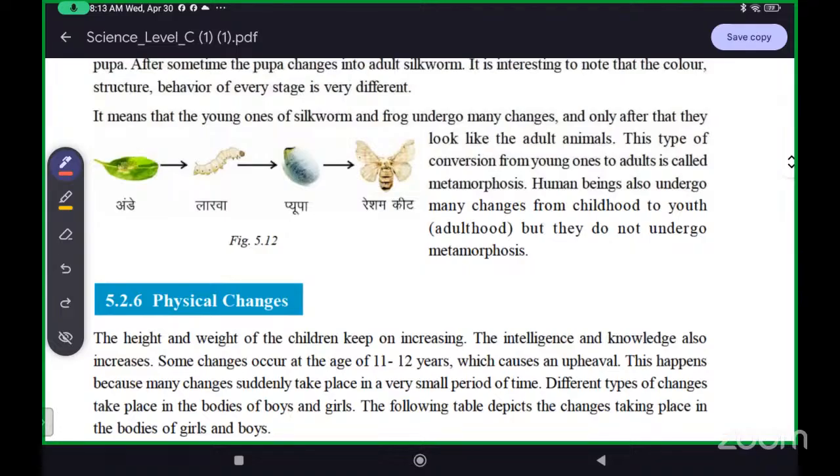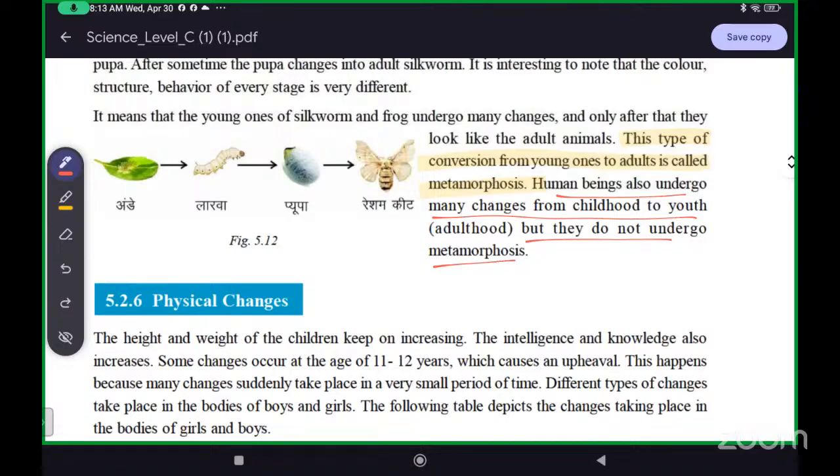This type of conversion from young ones to adult is called metamorphosis. When the young ones convert to adults, they slowly develop into adults, step by step, process by process. Then the whole process is known as metamorphosis. Human beings also undergo many changes from childhood to youth, but they do not undergo metamorphosis.